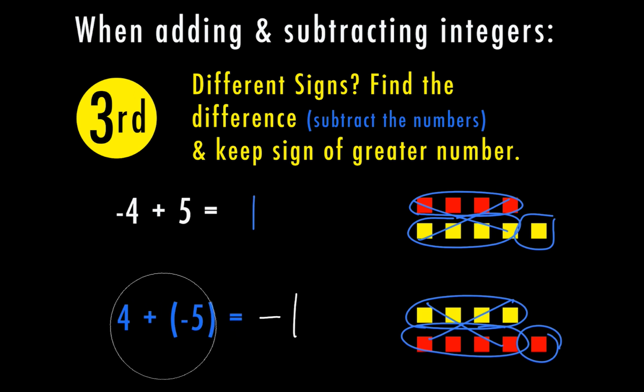So in this case, if I think about money, if I have $4 in my wallet and I owe somebody $5, I have to pay them that $5, but I don't have enough money. So I'm still going to owe them $1 when I'm finished. I have to pay more than I have, therefore I'm going to end up in the negatives.